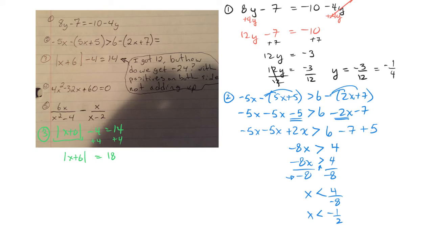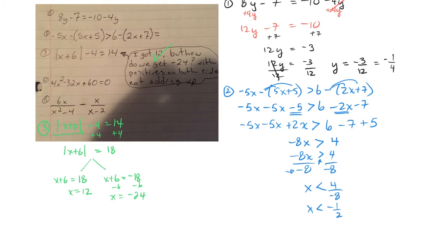Now, with the absolute value, it could be a positive or a negative 18. So I split this into 2 equations. One of them is x plus 6 equals a positive 18, and the other is x plus 6 is equal to a negative 18. Okay, subtract 6 from both sides, you get 12. That's what you had. But then if you subtract 6 on this side, you'll get x is equal to a negative 24.